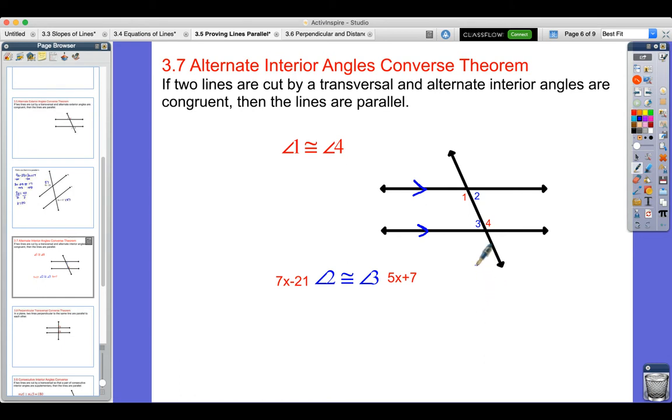So right here, we're going to use 2 and 3. We're going to say 2 is 2x minus 21, and 3 is 5x plus 7. If the angles are congruent, then the equations themselves are equal. So pause it and solve for x.